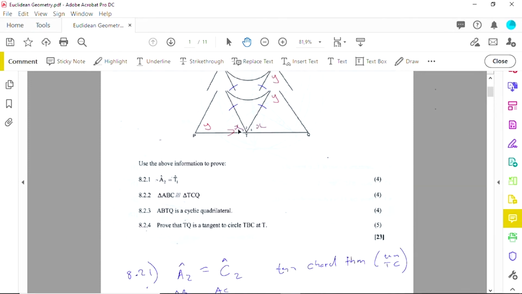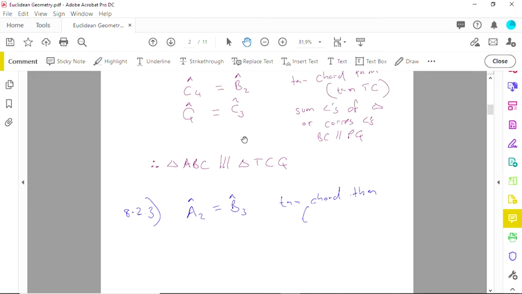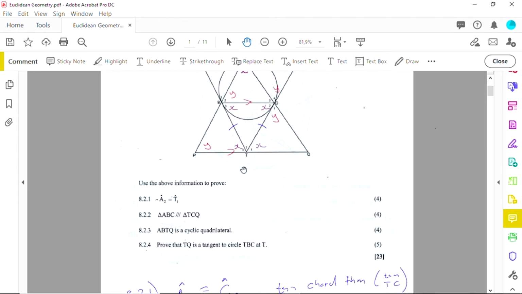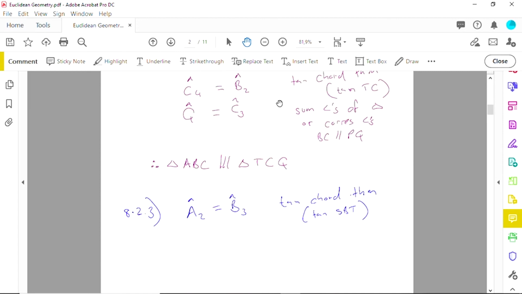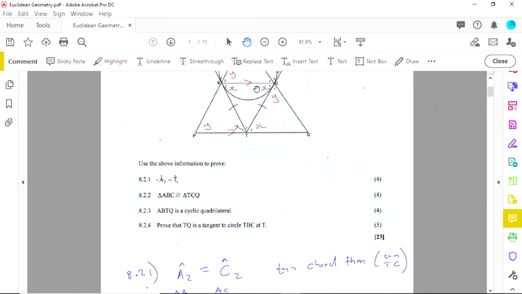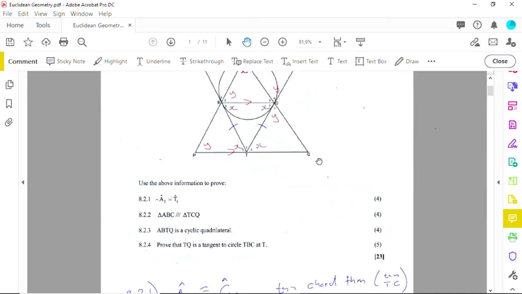Which tangent? We are using tan ST or SPT. So this is equal to this, and the B3 is equal to T3. And these are alternating angles. Which lines did we use? We used this line BC parallel to PQ. BC parallel to PQ. And we are done. We just need a conclusion.